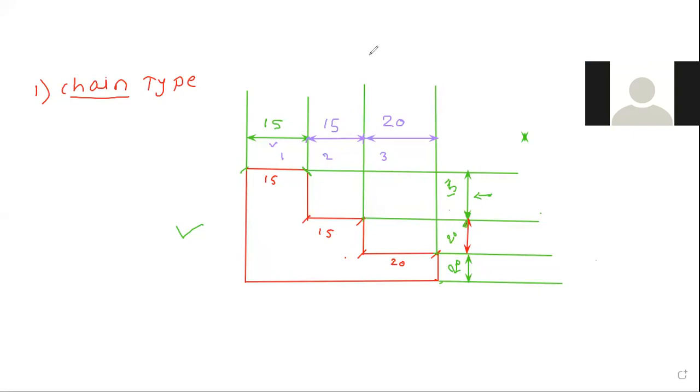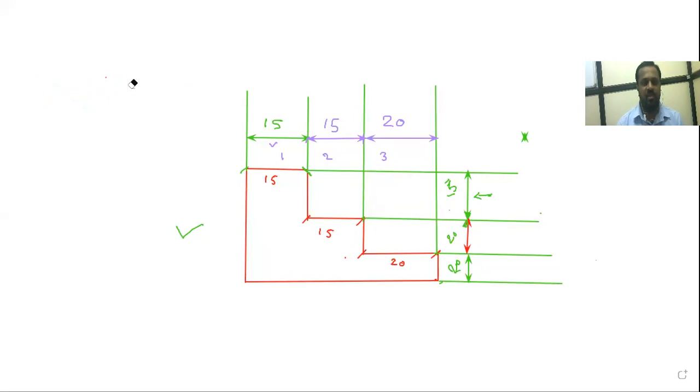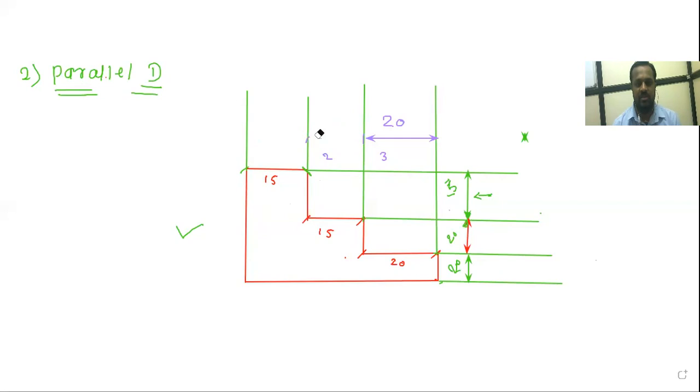Right now, the next dimension system is the parallel dimension system. Okay, parallel dimension. I will keep this object as it is, and for this object we will give the dimension in parallel form. So I will erase the chain type dimension here.